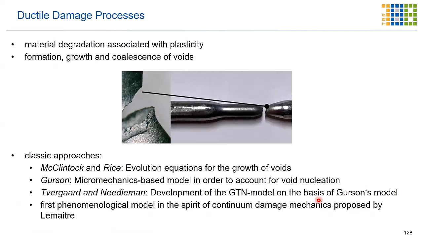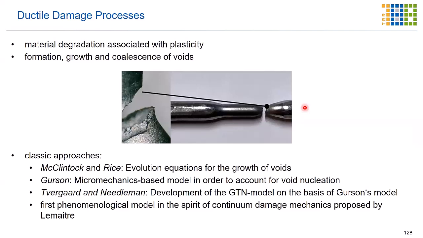Starting with ductile damage, I would like to go into a bit more detail here. Ductile damage itself describes a material degradation that's associated with plasticity. If we have a look at this specimen here, a tensile specimen that has been pulled from the left and the right side, we see that there has been some deformation here, some necking. So there has been plasticity, plastic remaining deformation. On a smaller scale, it's related to the formation, growth, and coalescence of voids, as we have also heard already in the previous chapters of this lecture.